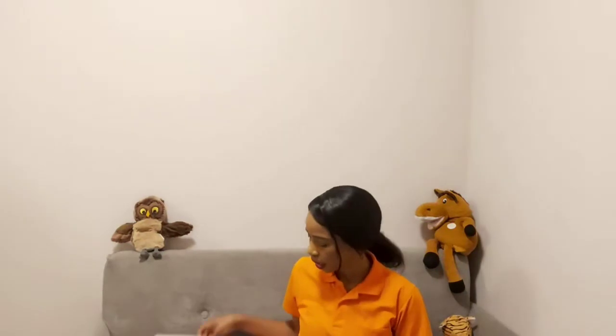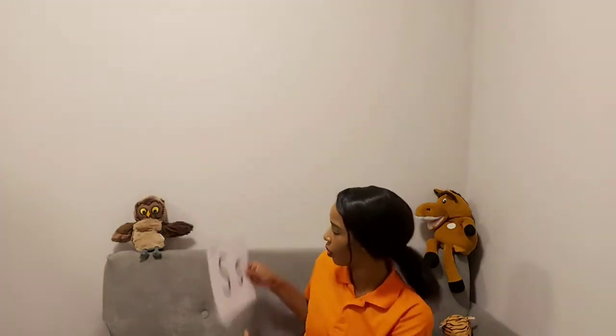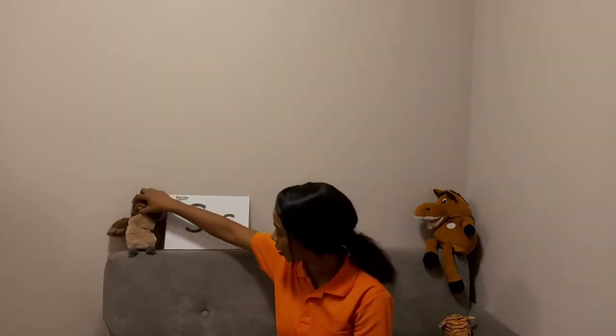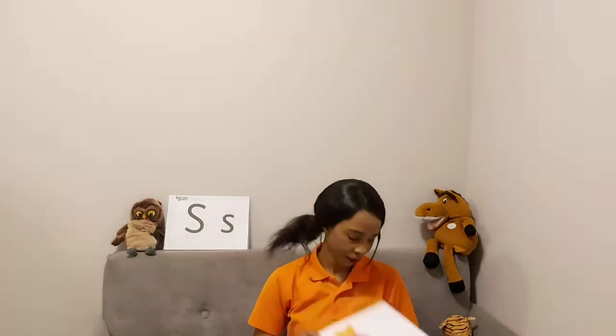What's the next letter? It's S. Right. What's the sound for the letter S? S, S. S, S. Very good. Okay, you can sit here. S for snake. Snake. Good job. S for sweet. Mm, sweet. S for sun. Sun.